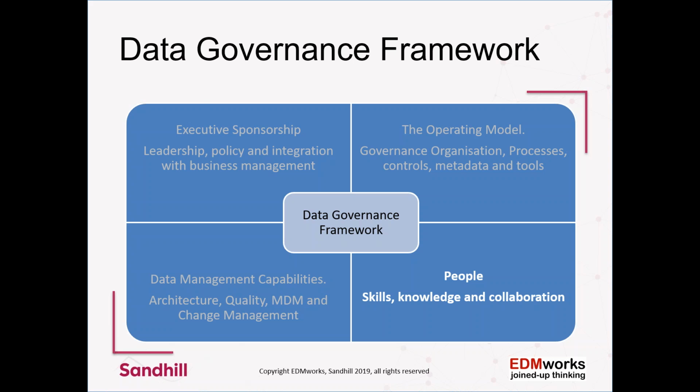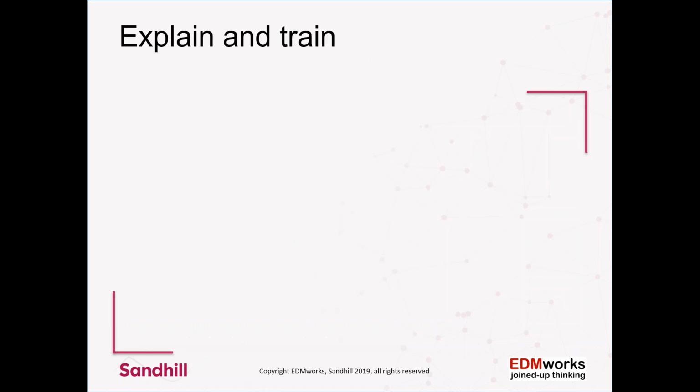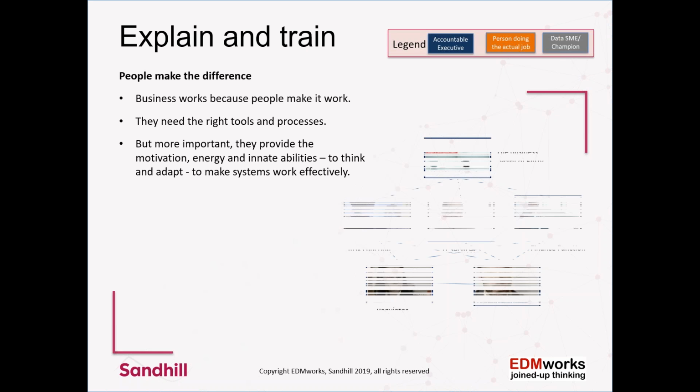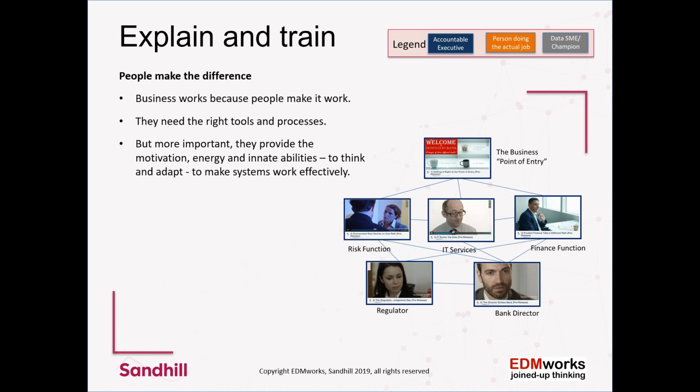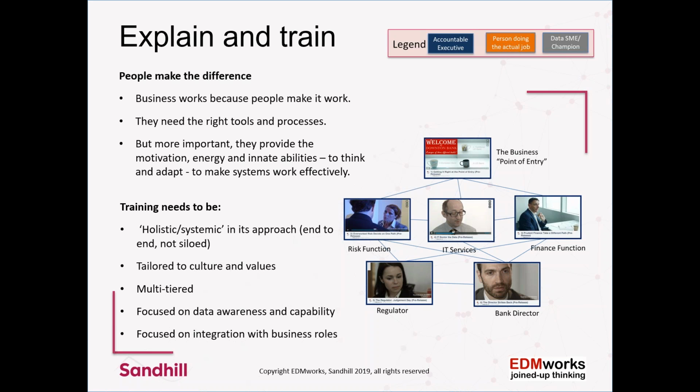And then where it's definitely special, like a data SME who understands exactly how governance is working, or the CDO or the CDO's core team, these are specialized data related roles who have to work closely with the business. So we have to explain and we have to train. So we know we've got accountable executives, people doing the job, and data champions. The reality of all of this is that people make the difference. Business works because people make it work, and if you give them the right tools and processes and you train them, then they'll provide the motivation, the energy, and they have the ability to think and adapt and then fit things around, make things work. So when you train people, the training needs to be holistic. It must not be siloed.